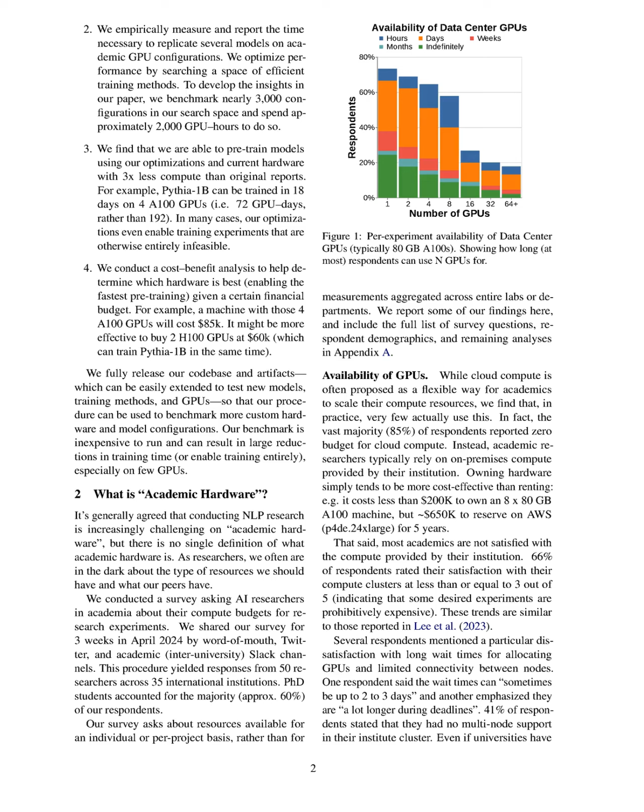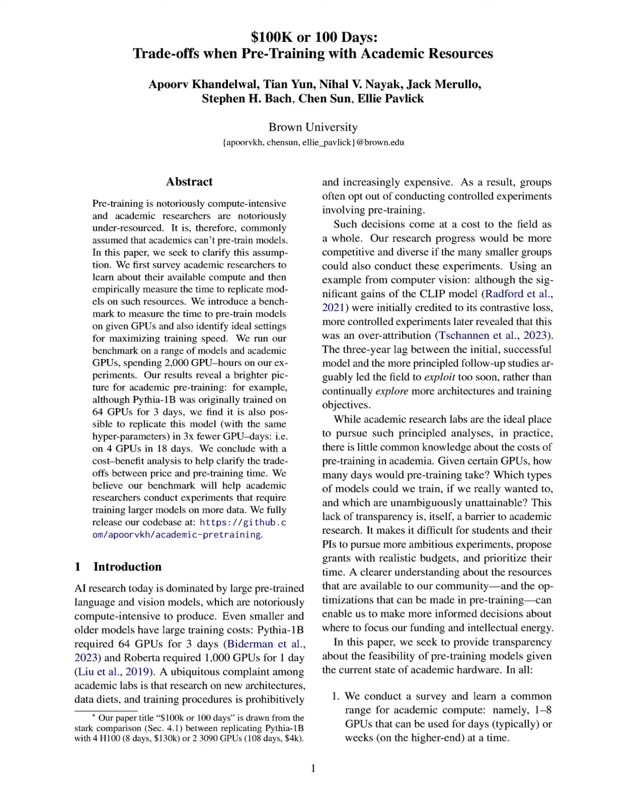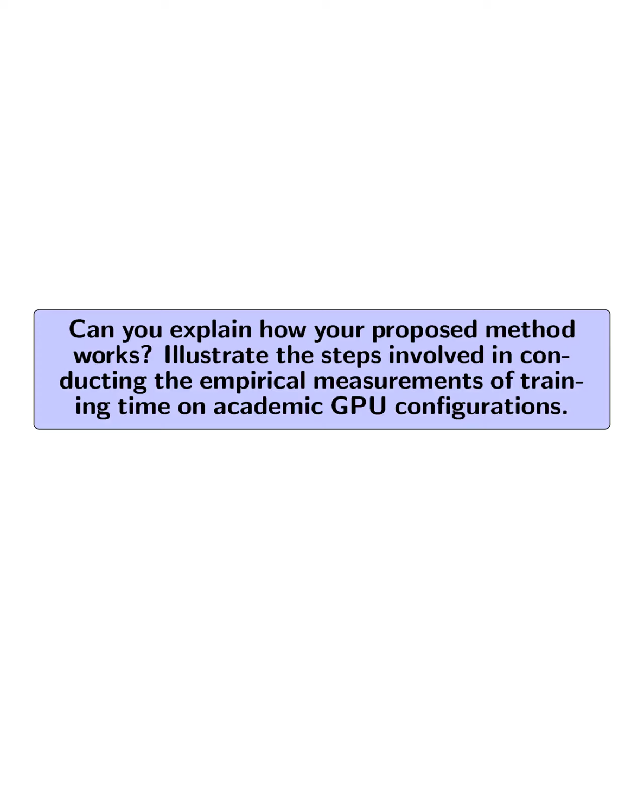By optimizing training methods, we demonstrate that models can be pre-trained using 3x less compute than previously reported, making ambitious experiments more attainable. Additionally, we conduct a cost-benefit analysis to guide researchers in selecting the most effective hardware within their budget constraints. Ultimately, our work aims to empower academic researchers by clarifying the resources available and enabling more informed decisions about their research focus. Can you explain how your proposed method works?